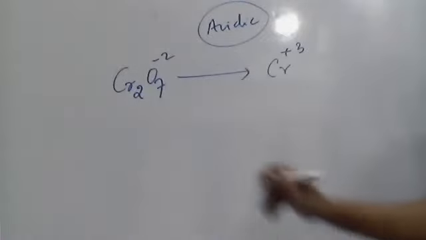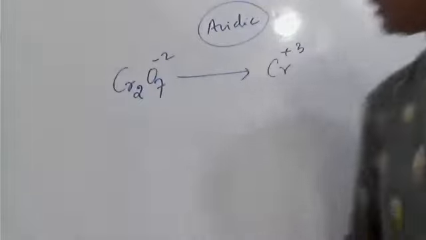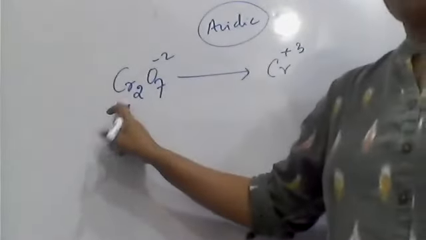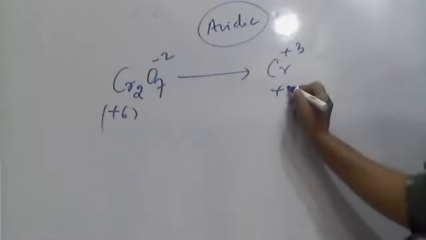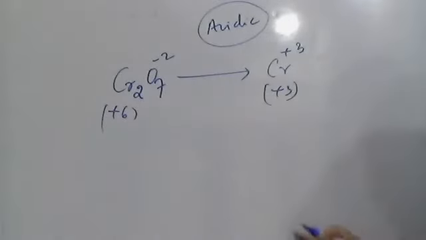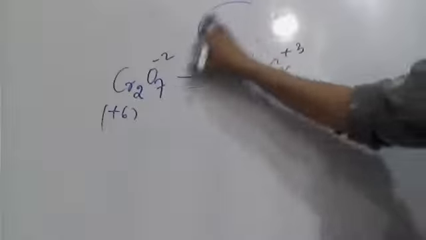Where chromic means +3. Potassium dichromate, which is orange, changes to green color because of chromic ions. Okay, so what reaction is this? Now in the dichromate the chromium will be in +6 state and changes to +3. So what is this one? Redox half reaction. Reduction half reaction.